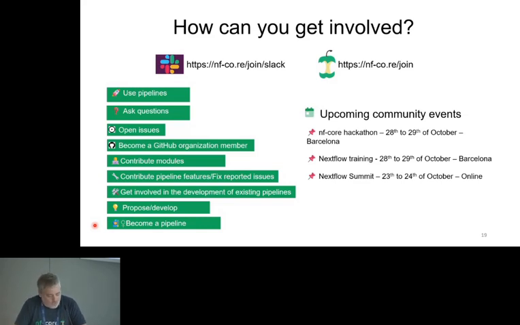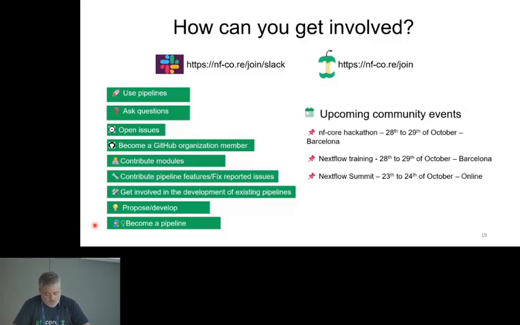So normally what you will do is that you will start using pipelines. Then at some point, probably you will have questions. You can go to Slack and then ask these questions. At some point, probably you will find that there is a bug or there is a feature that you think it's worth implementing in the pipeline.